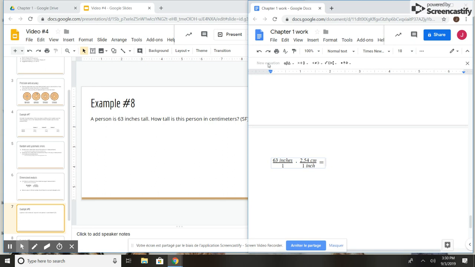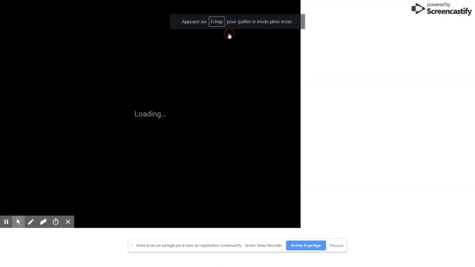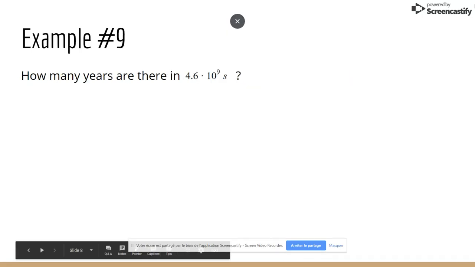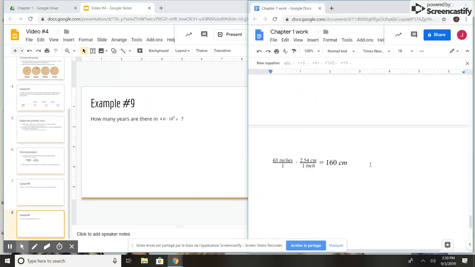You're always going to round to the number of significant figures that you start with here. We'll talk about variations of that later on. So 63 inches, that's about my height, is 160 centimeters. I did not include the dot because I wanted to have 2 significant figures. Pause here. I'll work through this one as well.